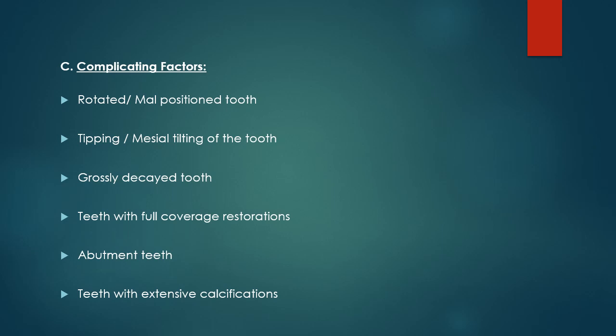Coming to the complicating factors we generally overcome when we start the access cavity preparation: if there is any rotated or malpositioned tooth, tipping or mesial tilting of the tooth, grossly decayed tooth, teeth with full coverage restorations, abutment teeth, teeth with extensive calcifications. These are some of the complicating factors.